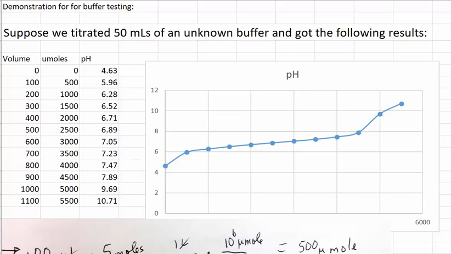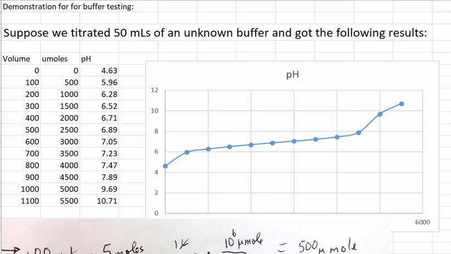So one of the things we're doing in experiment 1 is a titration of an unknown buffer, and in essence, I call this buffer testing. We're going to give you 4 different unknown buffers. I tell you in the handout what they are, the potential identities of the 4, and I also tell you that three of them are actual buffers, and one of them is water.